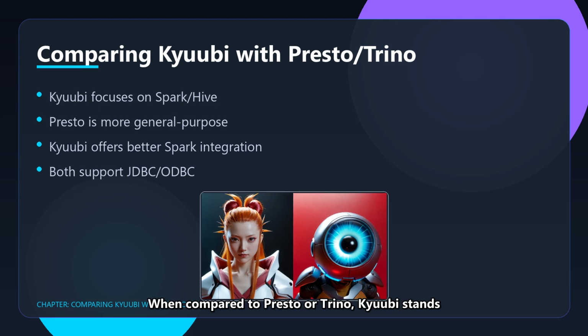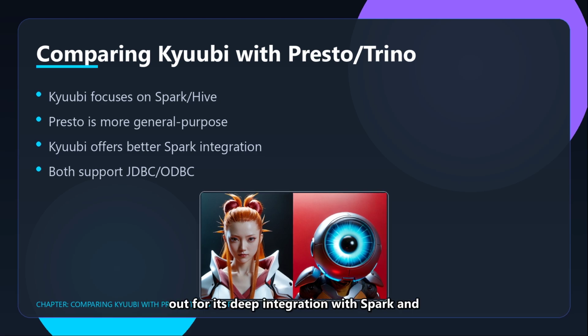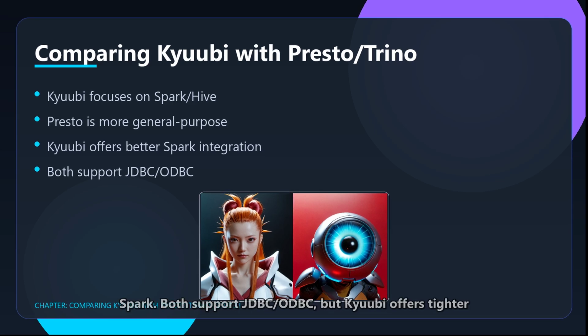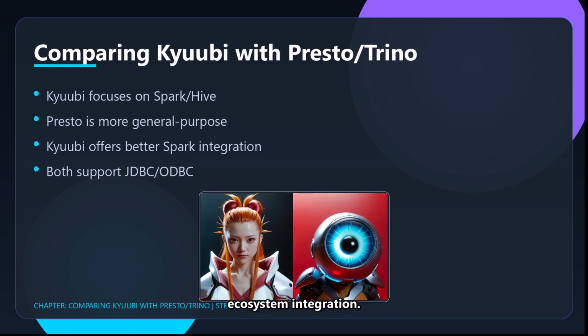When compared to Presto or Trino, Kyuubi stands out for its deep integration with Spark and Hive. While Presto is more general purpose, Kyuubi is optimized for big data platforms that rely on Spark. Both support JDBC/ODBC, but Kyuubi offers tighter ecosystem integration.